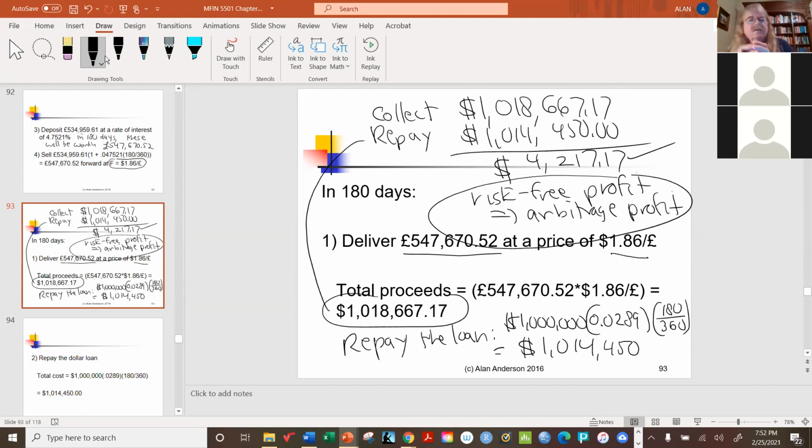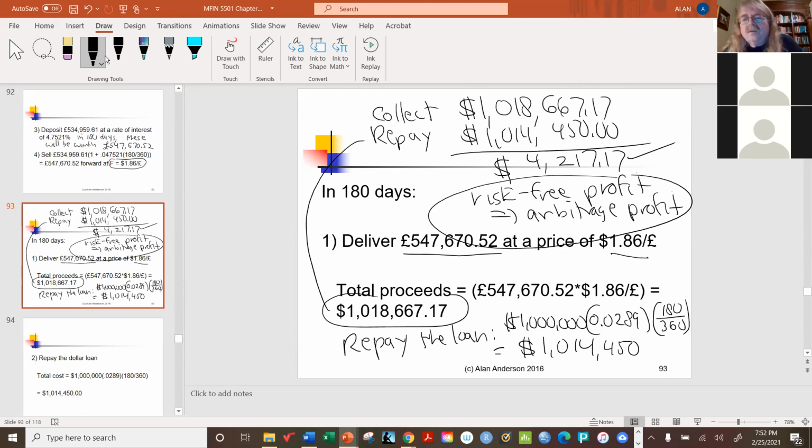Just because we noticed that the forward exchange rate that they quoted us was too high. It was just that simple. All right. We didn't do anything except take advantage of it. And we made all this money.